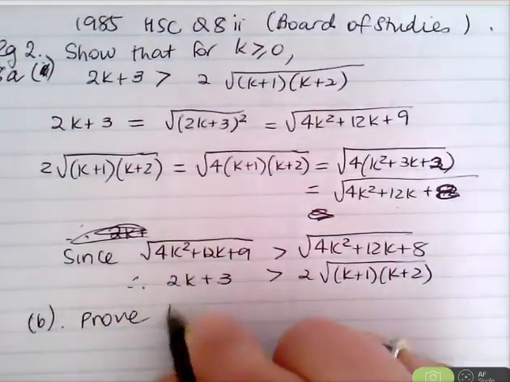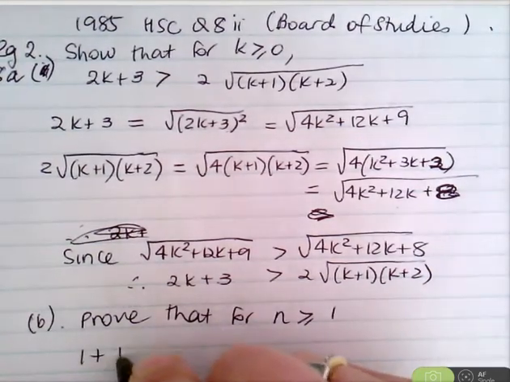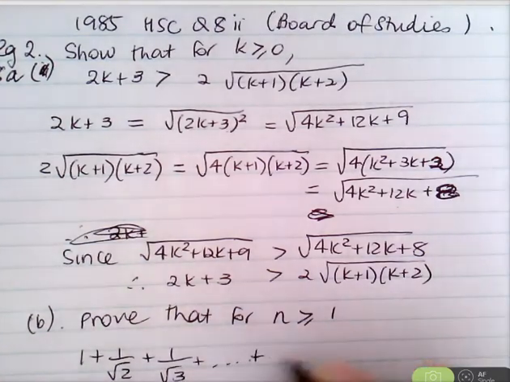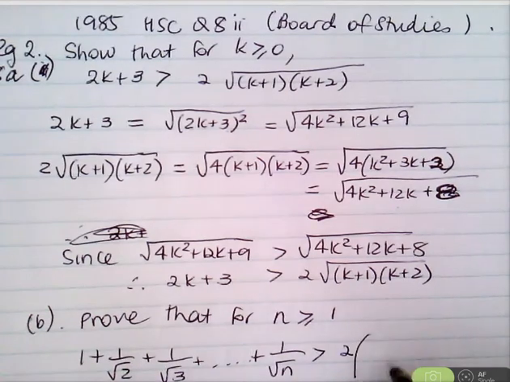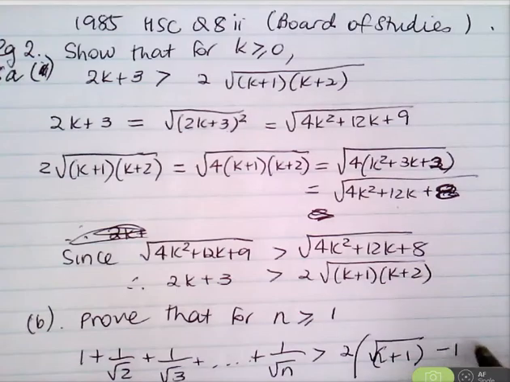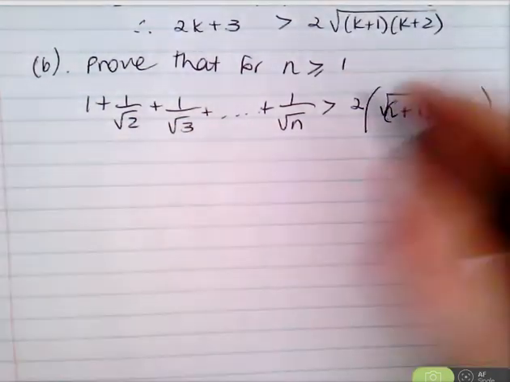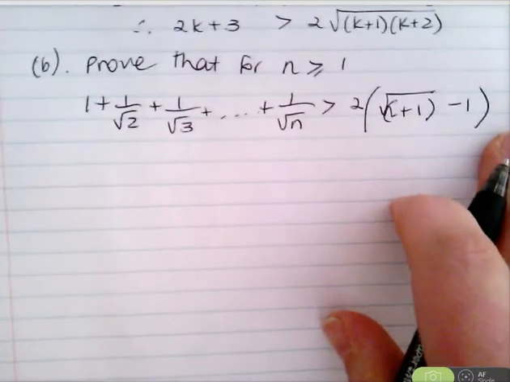Next question is to prove that for n greater than or equal to 1, 1 plus 1 over root 2 plus 1 over root 3 plus all the way up to 1 over root n is greater than 2 times the square root of n plus 1 in brackets, minus 1. So prove that for n greater than or equal to 1 that this holds, of course, by mathematical induction.